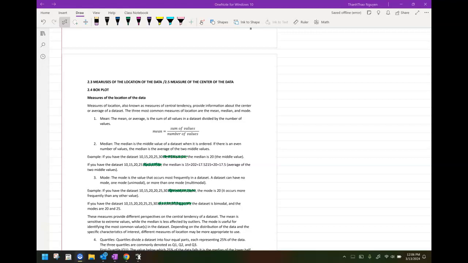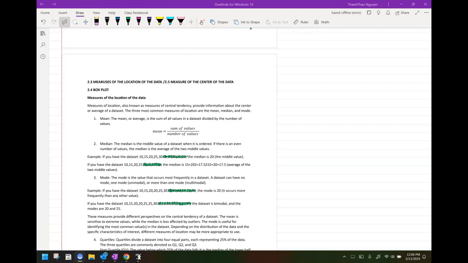The measure of location, also known as the measure of central tendency, provides information about the center or the average of the data set. The three most common measures of location are the mean, median, and the mode. The mean is the average of the data set.